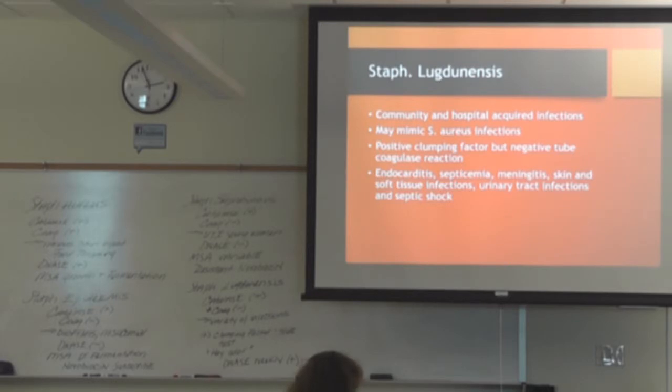Lugdunensis. This one, the most important thing for you guys to remember is what I had on the board. It basically is echoing the same thing here. It's a positive clumping factor, but a negative tube coagulase reaction. And that's why it's termed that it mimics Staph aureus, okay? Because you're like, what's up with this? It's actually giving me a coag positive, but in reality it really isn't. It's just playing around. And it has a ton of different infections that it can cause.